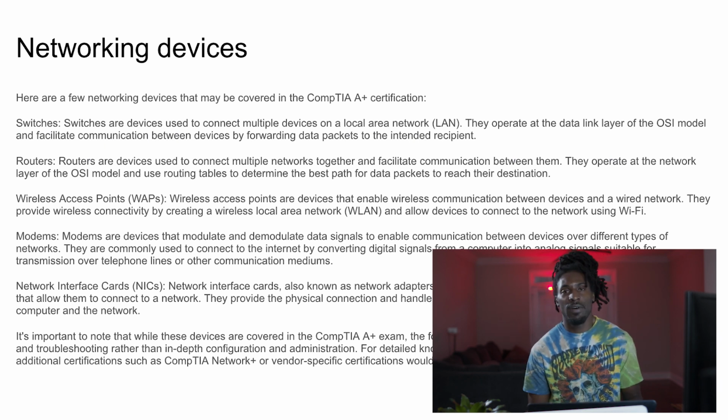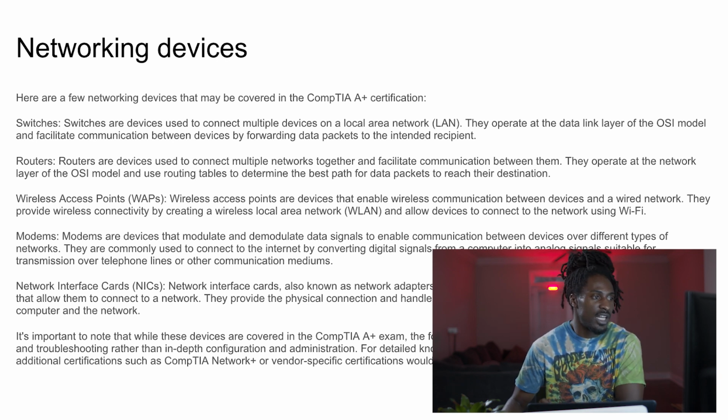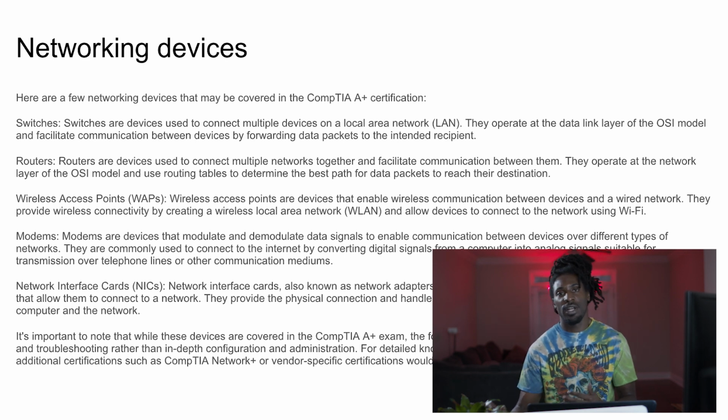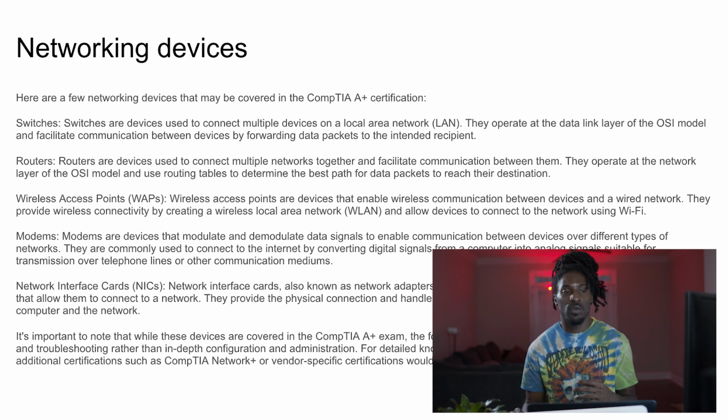So here are a few networking devices that are covered in the CompTIA A plus. Switches. Switches are devices used to connect multiple devices on the local area network, the LAN. They operate at the data link layer of the OSI model and facilitate communication between devices by forwarding data packets to intended recipients. So, LAN, your local area network, is basically a connection of devices in your immediate area, and they operate at the data link layer of the OSI model.